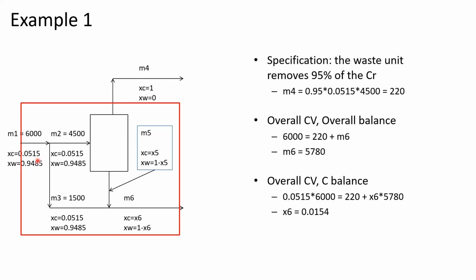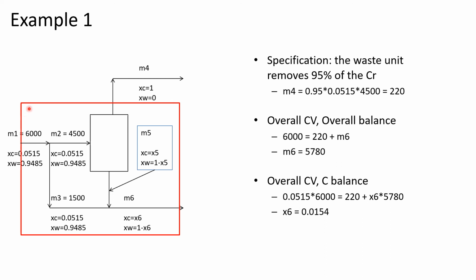We start with the feed, M1. It flows in with a rate of 6,000 kilograms per hour. We'll multiply that total flow rate by the fraction which is chromium, 0.0515, to calculate the flow rate of chromium into the control volume. So in our balance equation, we'll write 0.0515 times 6,000, which is the input, on the left-hand side of the equals, and we'll set it equal to the amount that flows out.